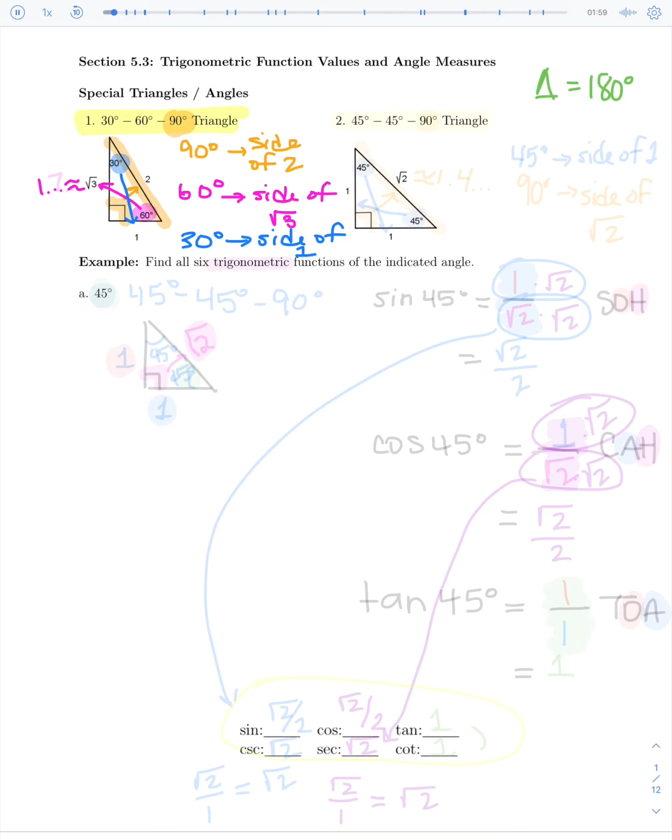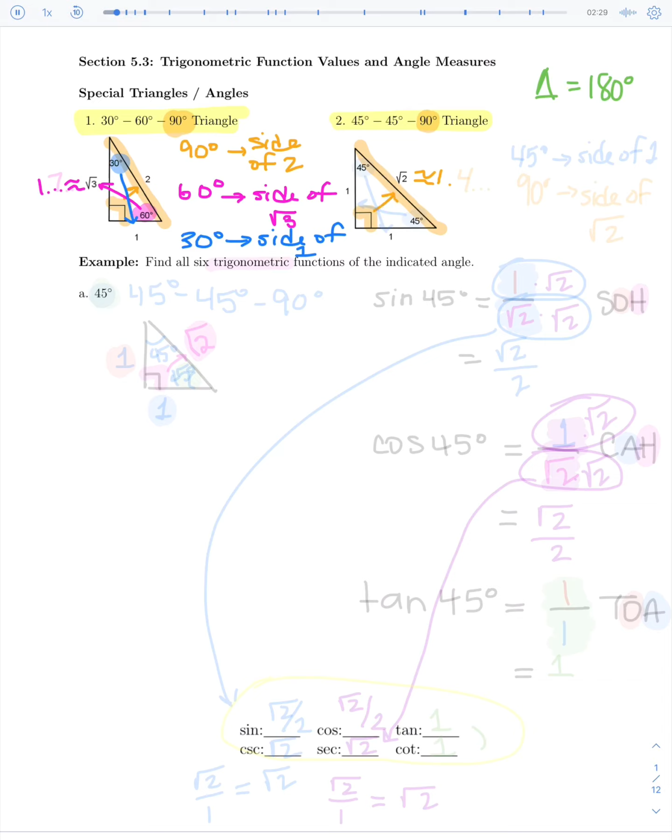Now let's look at the second most common triangle that we'll see, which is the 45, 45, 90 triangle. Again, notice that it has a 90-degree angle. It's a right triangle. So its longest side will be opposite the 90-degree angle, which is the longest side, the hypotenuse, which is going to be the largest side is square root of 2, which is again going to be about 1 point something.